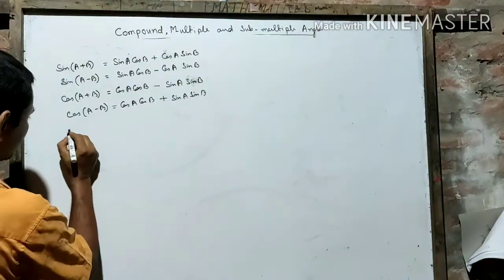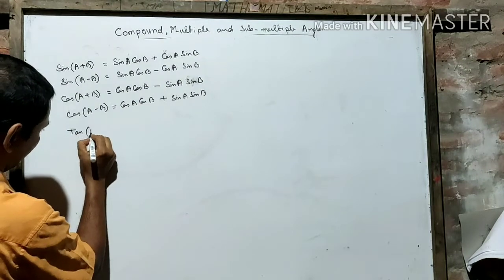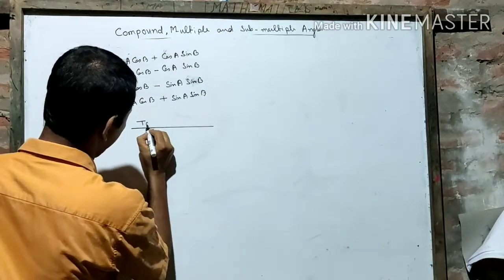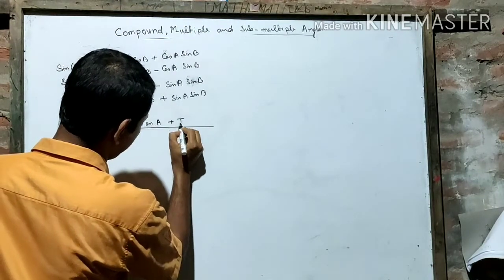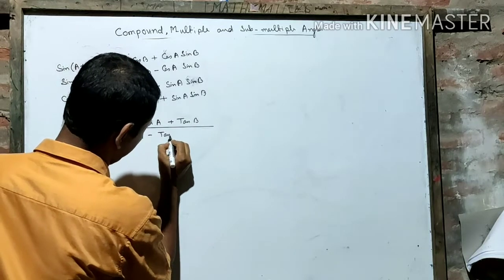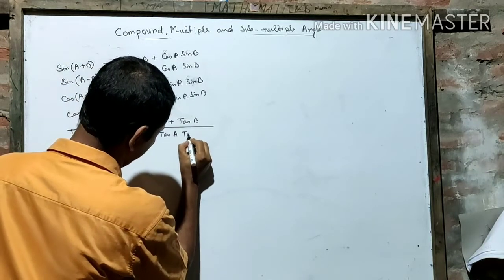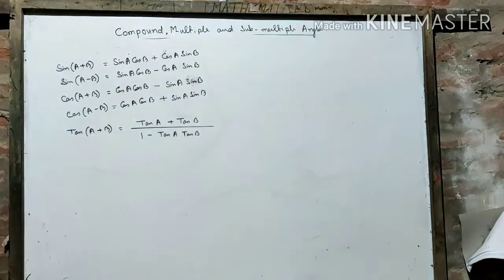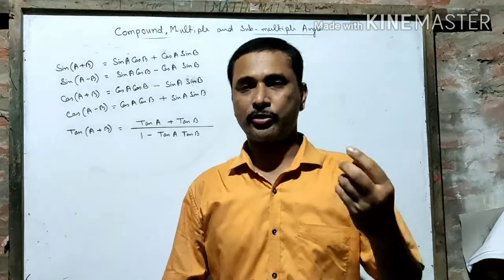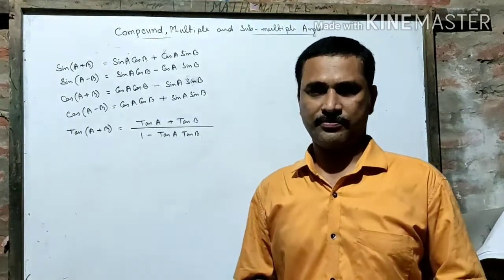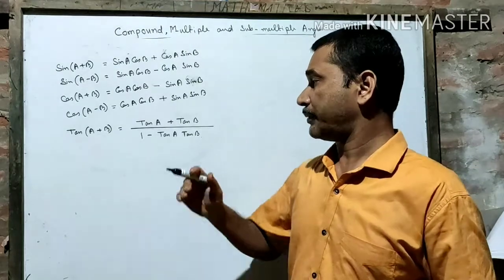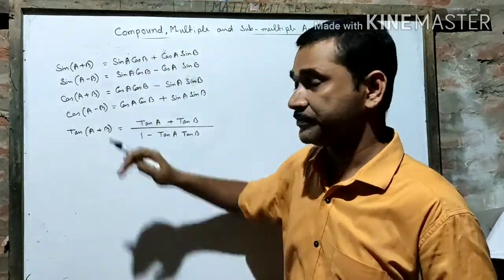Then tan A plus B is equal to tan A plus tan B divided by 1 minus tan A tan B. Okay? Though we have a proof for this formula, I am not going for the proof because it's not important in the light of the exam. So I am not going to prove this formula.